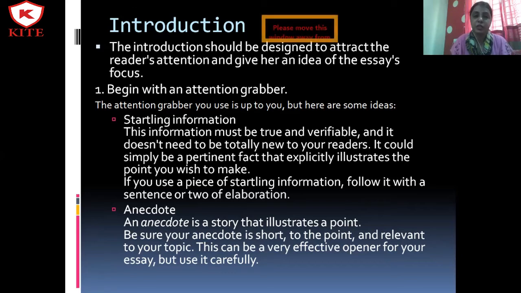What are the various ways in which you can make your introduction looks creative and looks very attractive? The first is you have to begin with an attention grabber. Attention grabber you use is up to you, but here are some of the ideas. First is startling information. Startling means those kind of information which surprises you. So when you start writing your introduction, you can give some kind of information or a data which surprise the readers.